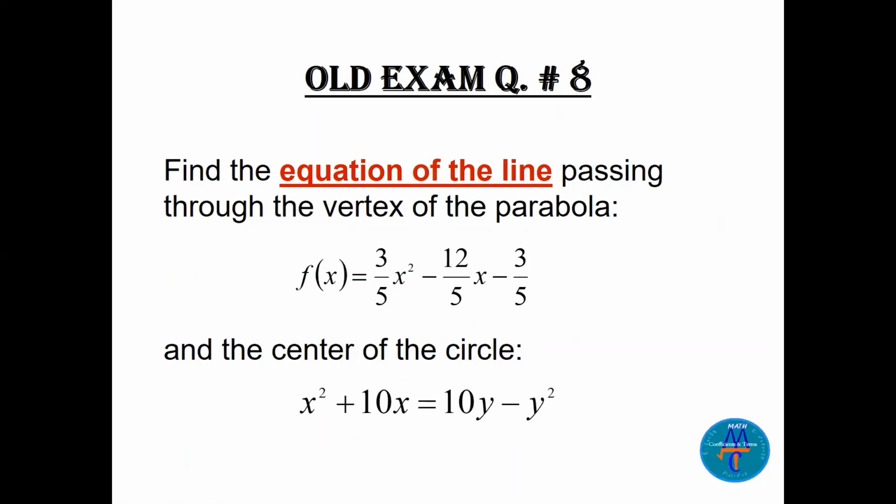Old exam question number 8. We need to find the equation of the line. This is really good. Passing through the vertex of the parabola here and the center of the circle. So this one combines like 3 lectures. Remember there's an equation of the line with the slope, and this is the vertex of the parabola. We take this point, and there's a center of a circle, we take this point, and then we try to find the equation of the line.